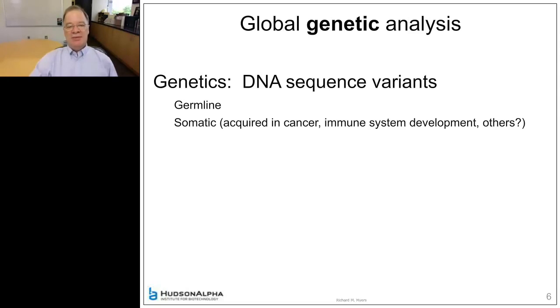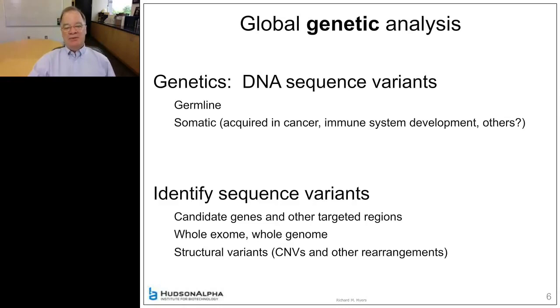So when I think about genetics, I'm thinking about differences in DNA sequence. That's allelic variation, so sequence variants. Of course, most of us think about those that we're born with, which we got from each parent, either parent or both parents, as well as somatically acquired ones, especially in cancer, but the immune system undergoes somatic mutation as well. And there are probably others that we don't even know about yet.